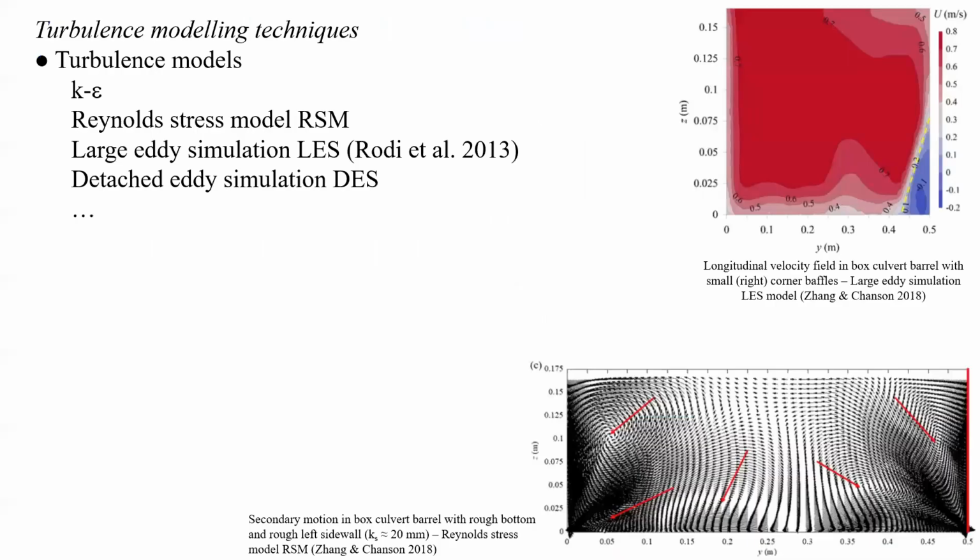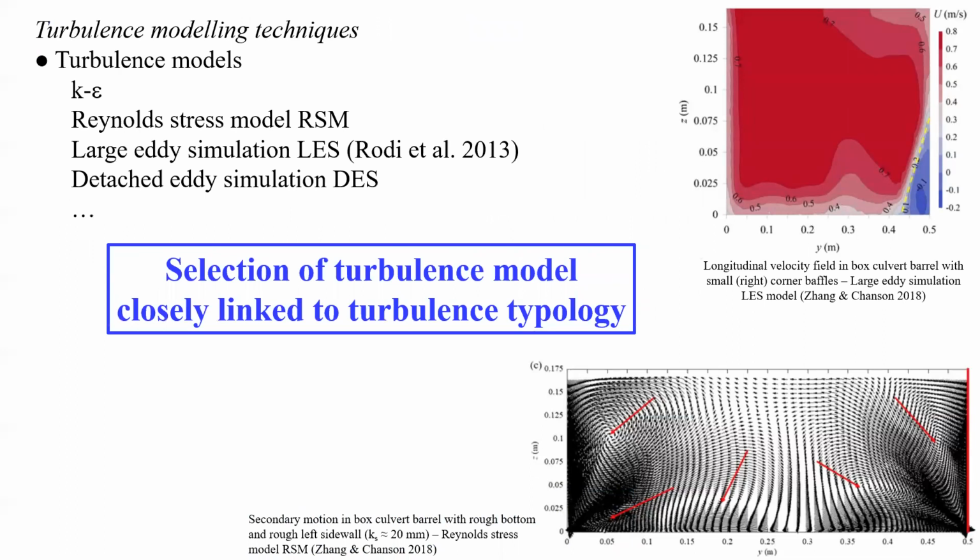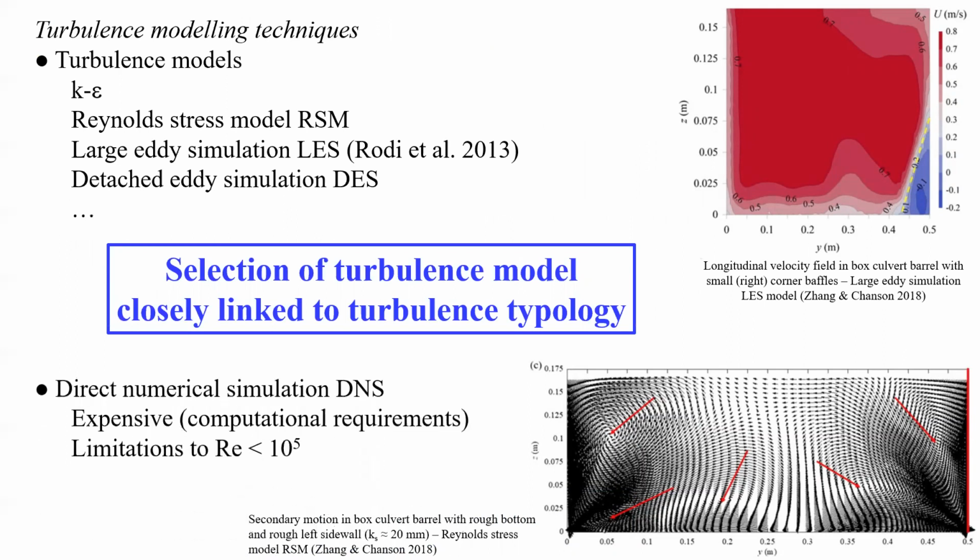There are different types of turbulence model, from much simpler to very complicated, but importantly, the selection of the turbulence model must be closely related to the turbulence topology. Of course, we can avoid the use of a turbulence model if we use direct numerical simulation. But to date, DNS is limited to Reynolds numbers of about 10 to the 5. They are far below the Reynolds numbers observed in prototype hydraulic structures, 10 to the 7, 10 to the 8, 10 to the 9.